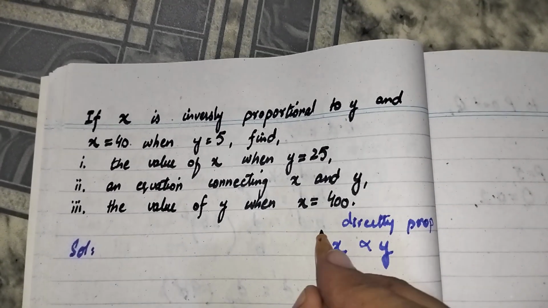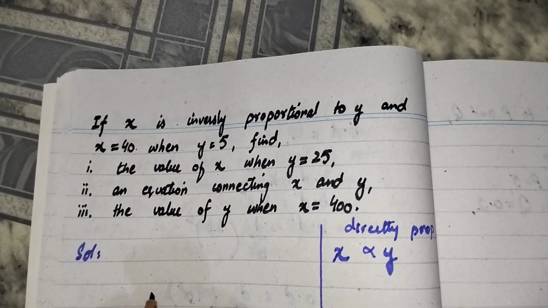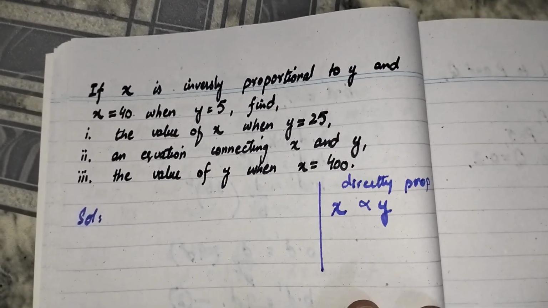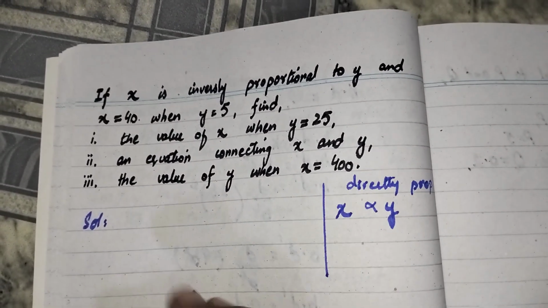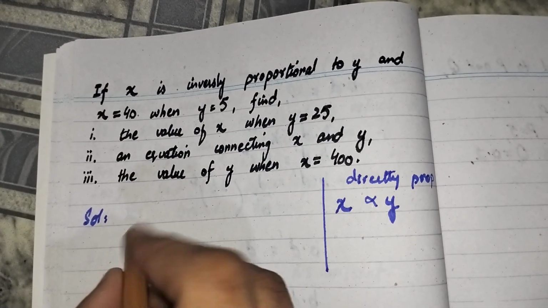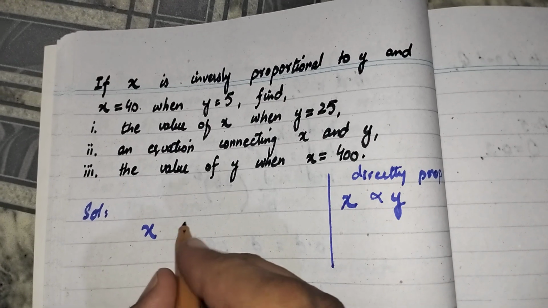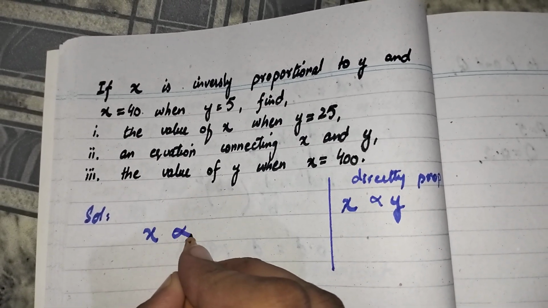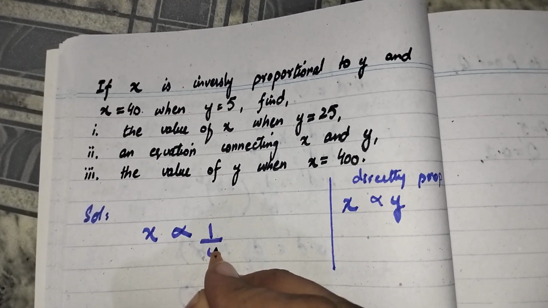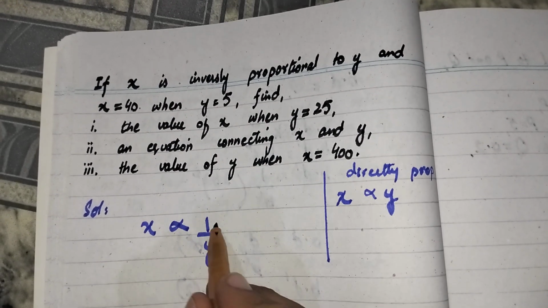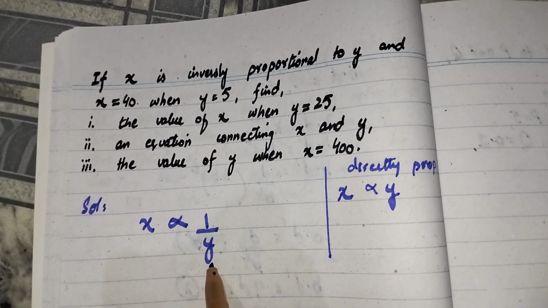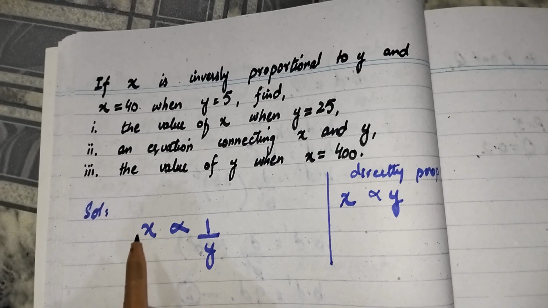But now we have inversely relation. So x is inversely proportional to y. So for inversely relation, the symbol for the inversely proportional is x is inversely proportional to y. Whenever the variable is in denominator or 1 upon y, it is said that x is inversely proportional to y.